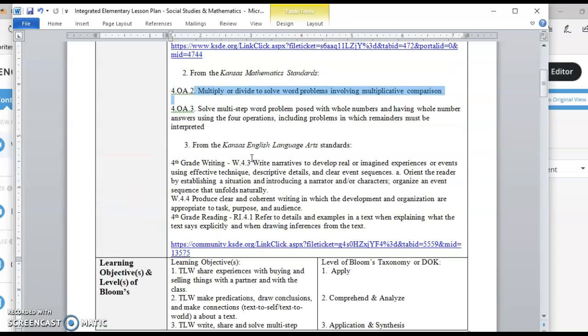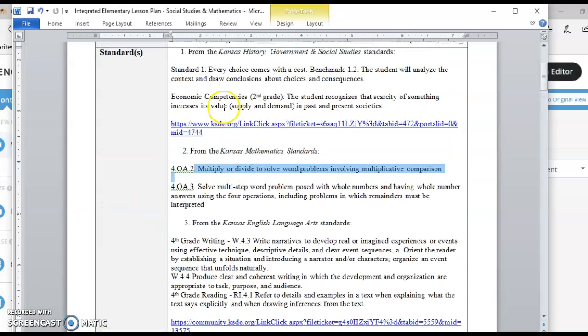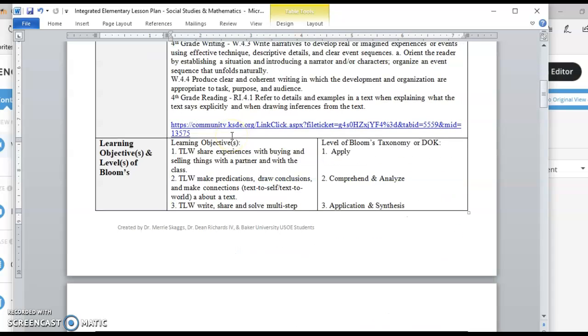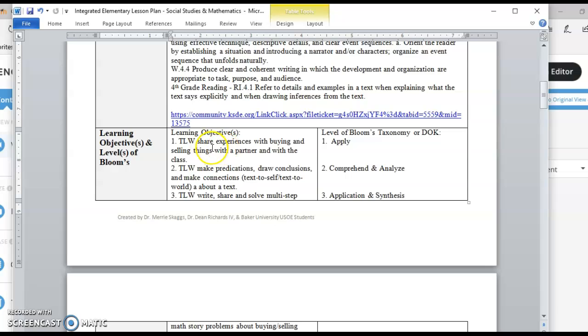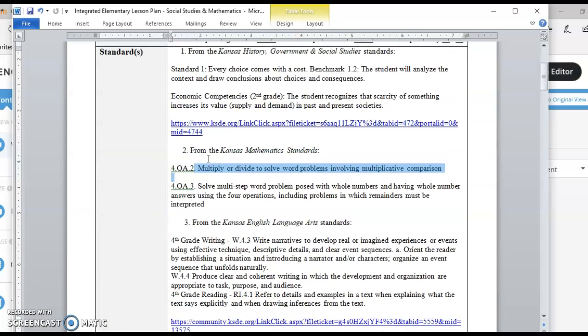But again, you don't have to use multiple standard sources, different subject areas, you can focus on just one. That is quite all right for this one. Learning objectives. This is an important component to really get down. Your learning objectives should be derived from or align with your learning standards.